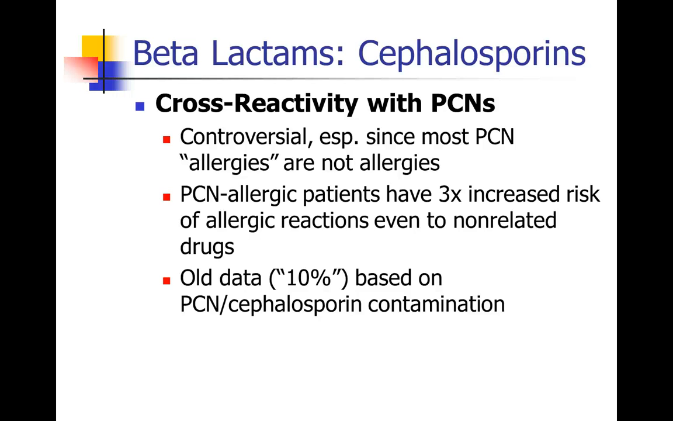In addition, patients who have penicillin allergy have been shown to have a 3-fold increased risk of allergic reaction compared to people who aren't penicillin allergic, even to non-related drugs, which have nothing to do with penicillin or cephalosporin or beta-lactams. People always used to say that 10% of patients with a penicillin allergy will have a cephalosporin allergy. And that data may not be accurate. There may have been some contamination of the cephalosporins with penicillin-like material. So we're going to explore this concept for just a few minutes.